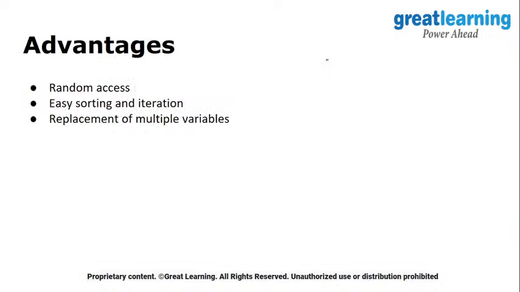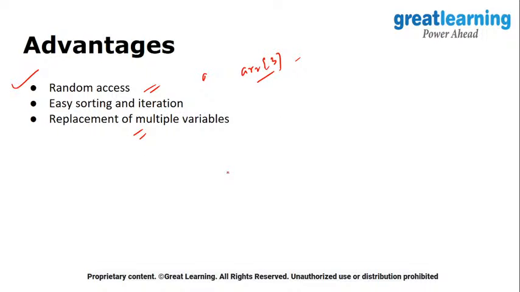Okay, now let's talk about some advantages. So advantages, simple enough, that you can access randomly with the help of ARR, that is the name of the array, and then you will be pointing to some index. Done. So you can access randomly. Easy sorting and iteration, you can easily sort and iterate. Replacement of multiple variables. What do you mean by this thing?